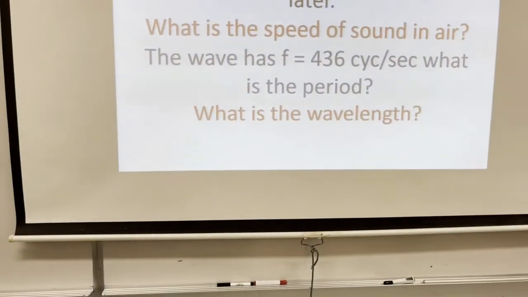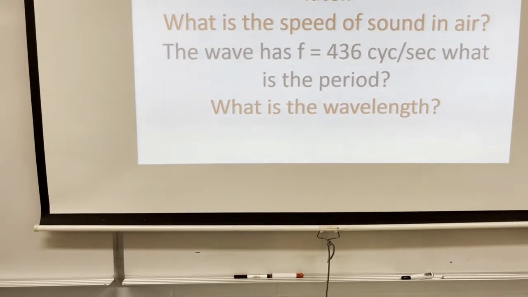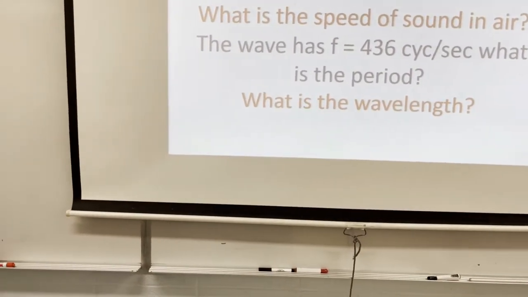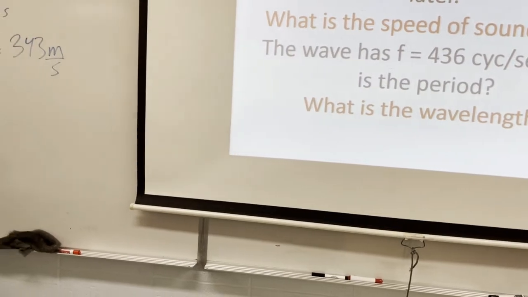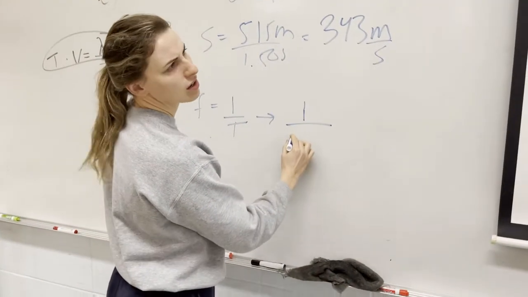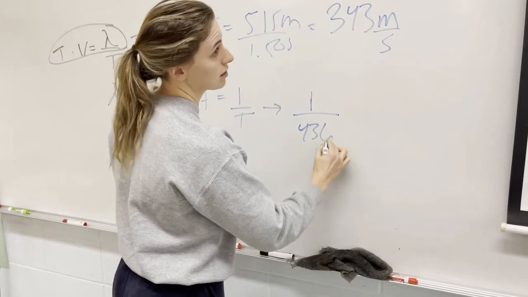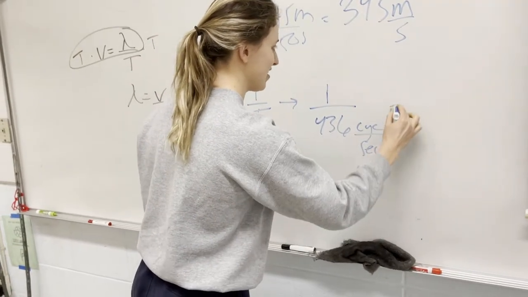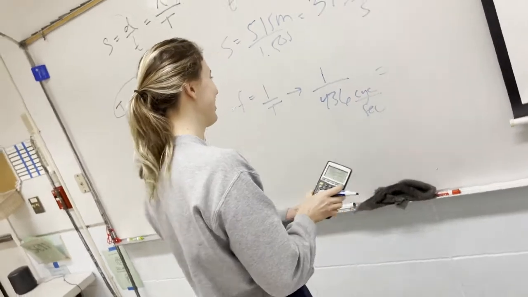And then the wave has a frequency of 436 cycles per second. What is the period? That's the inverse, isn't it? 1 over T. So we can just say 1 over 436 cycles per second.